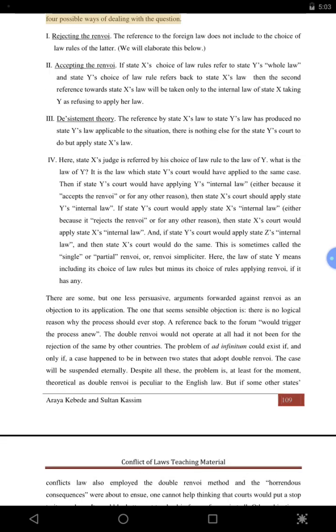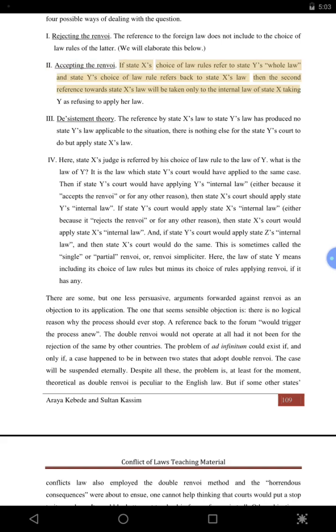four possible ways of dealing with the question. One, rejecting the renvoi. The reference to the foreign law does not include the choice of law rules of the latter. We will elaborate this below.